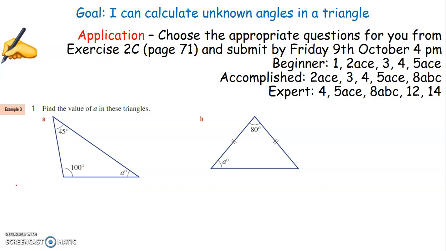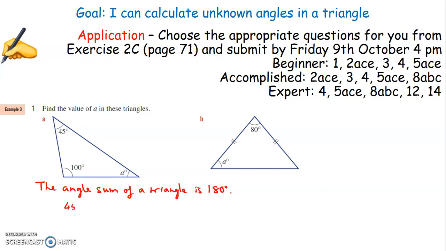So what can we do here? Remember that the angle sum of a triangle is 180 degrees, for any kind of triangle. What does that mean by angle sum? It means that if we add all 3 angles inside a triangle, we would get 180 degrees.